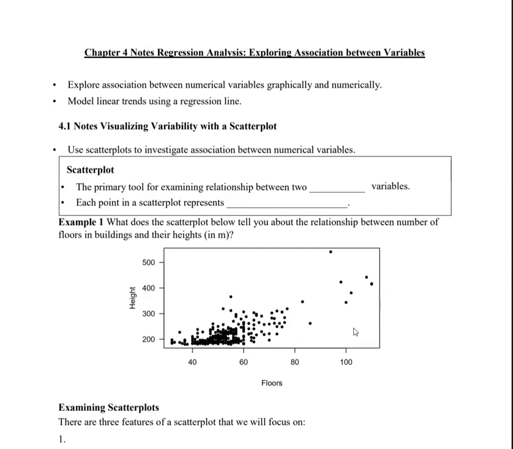So let's be a little more formal about that. It's the primary tool for examining relationships between two numerical variables. And that's really the thing to remember, because later on we're going to look at categorical variables in a different way. But when we look at scatterplots, the variables have to be numerical. Each point in the scatterplot represents one data point. Okay? So let's go back to this example.